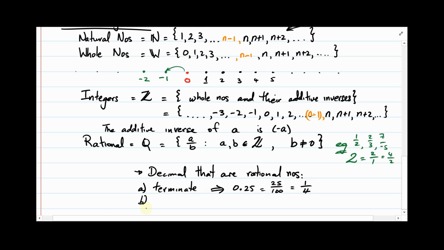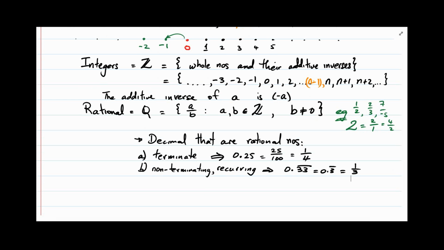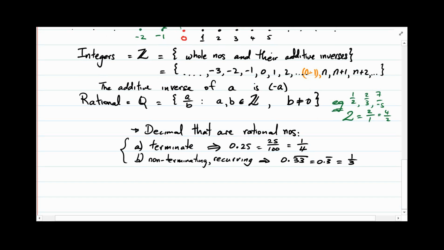Now the second type of decimal that you have that is also a rational number are those that are non-terminating, but they're what we call recurring. So non-terminating, recurring, your favorite one is 0.33 or 0.3 bar. It doesn't matter how I write it. And this would be same as 1/3. We'll see later on how we get some of these, but if they are recurring decimals, then we're able to write them as rational numbers.